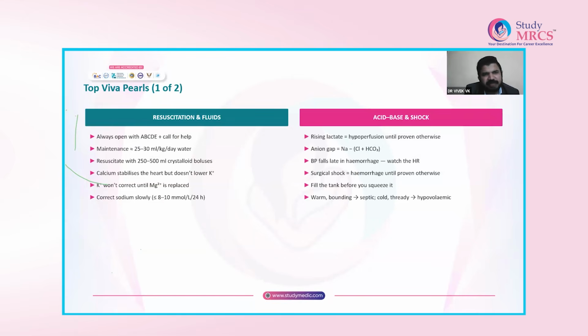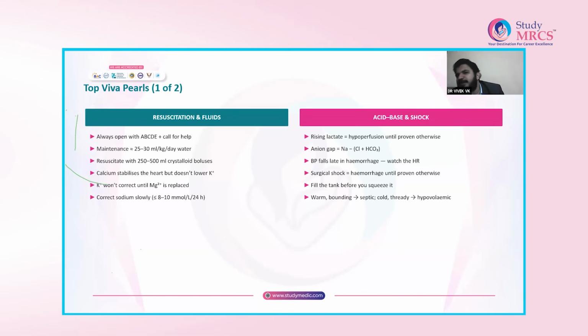Calcium stabilizes the heart but doesn't lower potassium in a case of hyperkalemia. The potassium won't correct until the magnesium is replaced, and correct sodium slowly, that is less than 8 to 10 millimole in a 24-hour period. Rising lactate is an indicator of hypoperfusion. Anion gap is measured cations minus measured anions. The blood pressure falls late in hemorrhagic shock, so watch for a high heart rate.